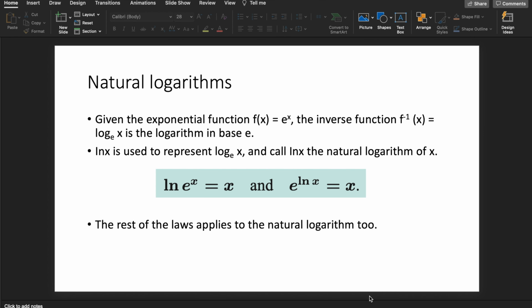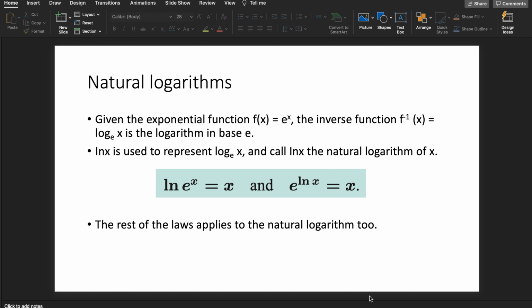Alright, so the next subtopic is natural logarithms. Given the exponential function f of x equals e to the power of x, the inverse function would be f inverse of x equals log x base e. This is very self-explanatory.